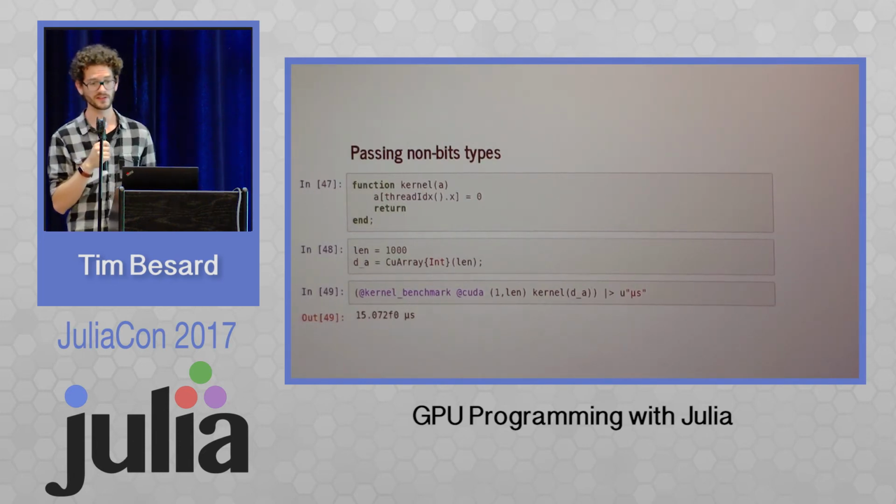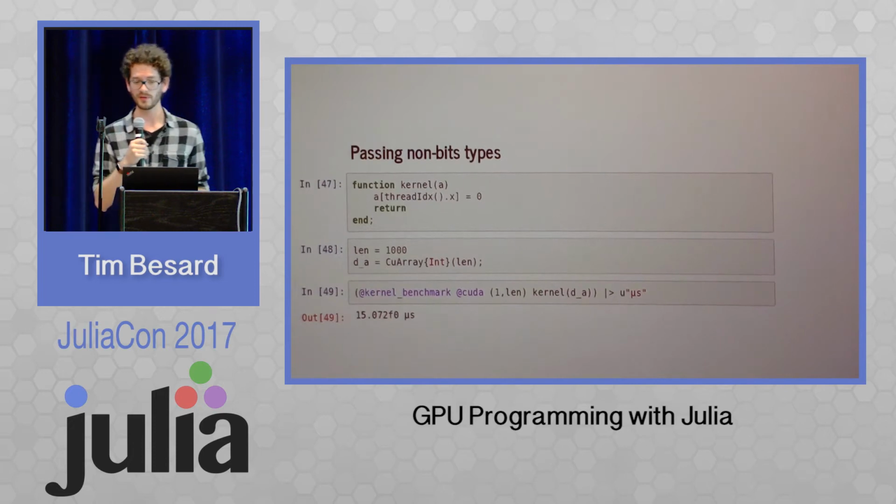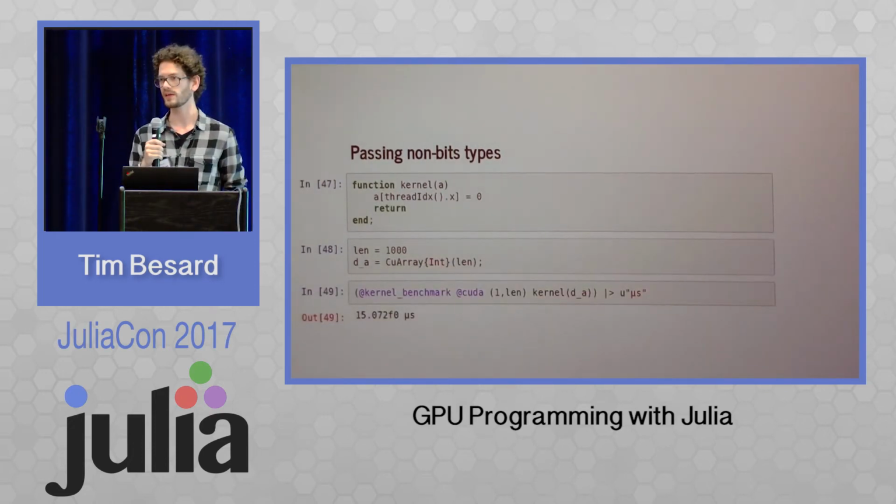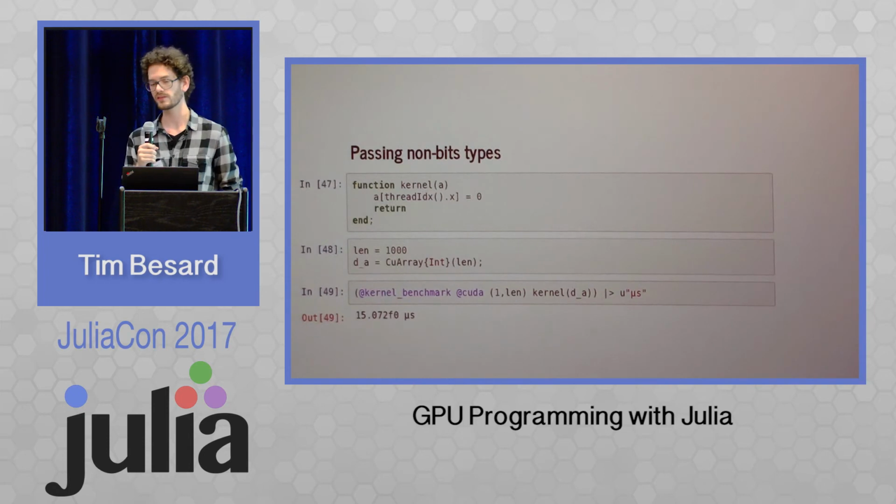It's 50 microseconds. However, what's going to happen behind the scenes here is that because the argument, DA, is not an is-bits type, we're going to pass this by pointer. That's the calling convention of Julia functions. As a result, this will have to do a memory allocation and a memory copy at the point that the kernel is launched, which obviously incurs quite a bit of overhead.